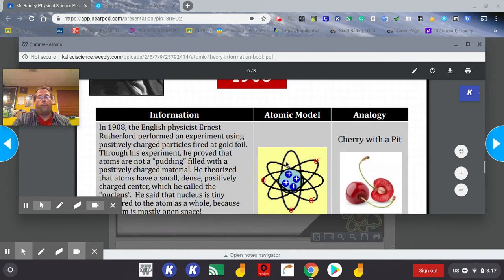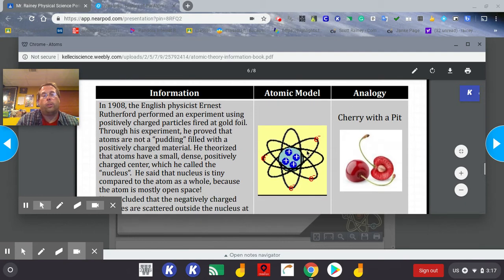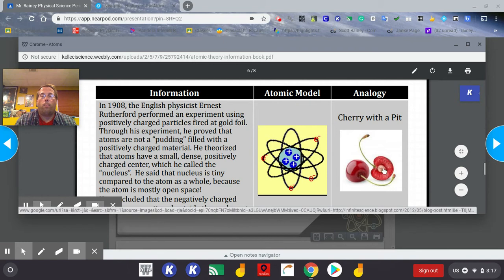Rutherford is also known as the father of the nuclear era because basically what he did is he fired those particles at the atom. Notice that they bounced back, so there had to be something in the middle of that atom, which he called the nucleus. So his analogy is kind of like a cherry with a pit, where the pit's the nucleus and the rest of the cherry is the atom itself.